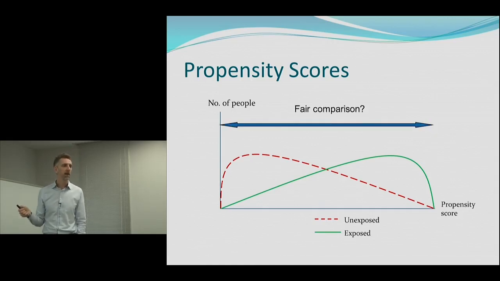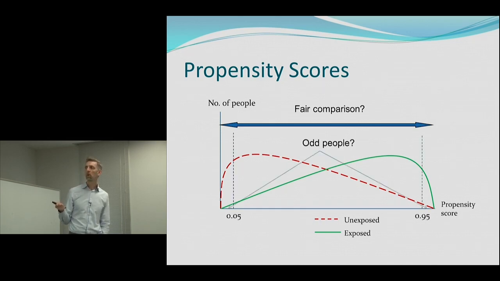There's another argument that says, if we want to make a fair comparison, maybe we ought not to include the people at the very extremes of the score who were treated contrary to what you would have expected from their score. So here you've got people with very, very low scores but who are given the treatment. Conversely, you've got people with very, very high scores who are not given the treatment. And the question is, are these really weird people? And if they're really weird, how are they weird? And do we want to include them in the analysis?